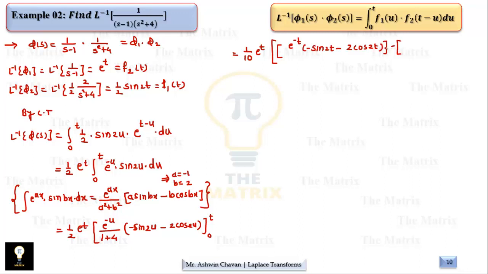Now put u equal to 0. e raised to 0 gives us 1. Then minus sine 0, and sine 0 is 0. That's why 0 minus 2, and cos 0 is 1, so only minus 2.